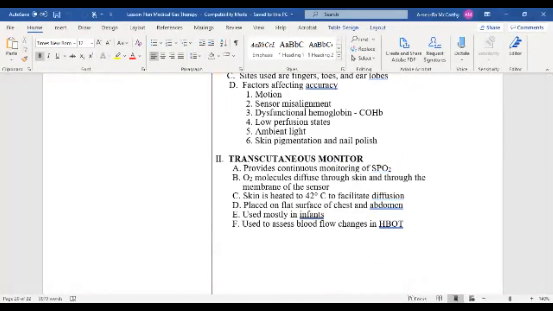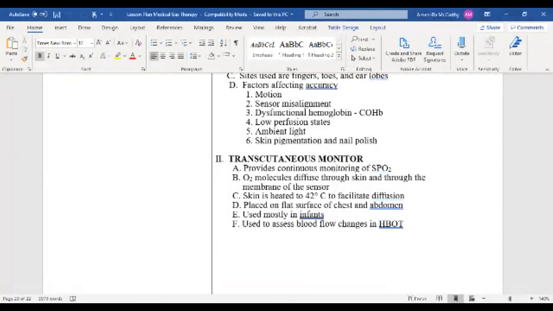The oxygen molecules diffuse through your skin and through the membrane of the sensor. The sensor will heat your skin to 42 degrees Celsius to facilitate diffusion. The warmer your skin is, the better it diffuses. So you'll have a little patch, right? They put a patch on your arm, okay? And that patch will heat your skin up to 42 degrees Celsius right there. And then it starts to see the oxygen going in and out of your skin. That's how it monitors your oxygen saturation.